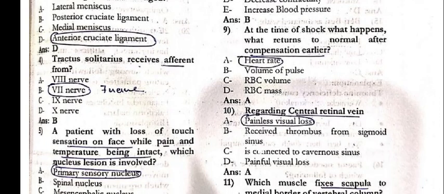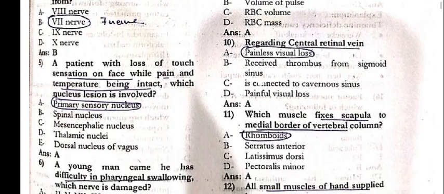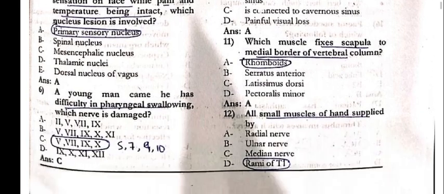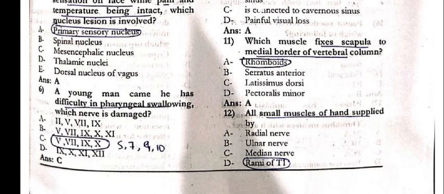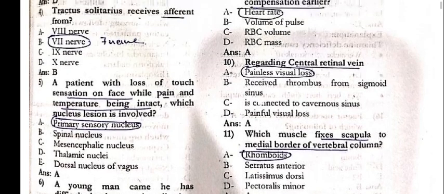Question number 4, the tractus solitarius receives afferent from the seventh nerve. Question number 5, the patient with the loss of touch sensation on the face while pain and temperature are intact, which nucleus lesion is involved? That is the alpha primary sensory cortex. Next, question number 6, a young man came, he has difficulty in the pharyngeal swelling. Which nerve is damaged? That is cranial nerves 5, 7, 9, 10.